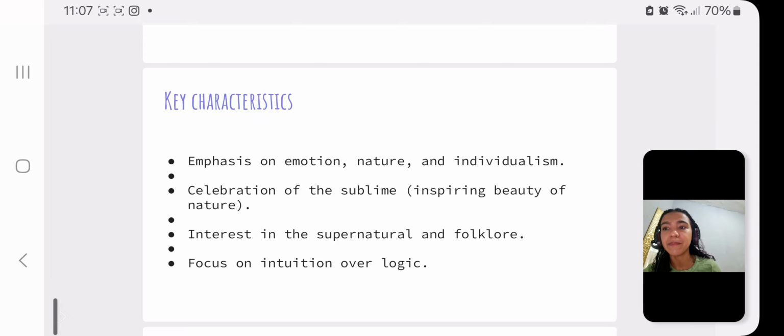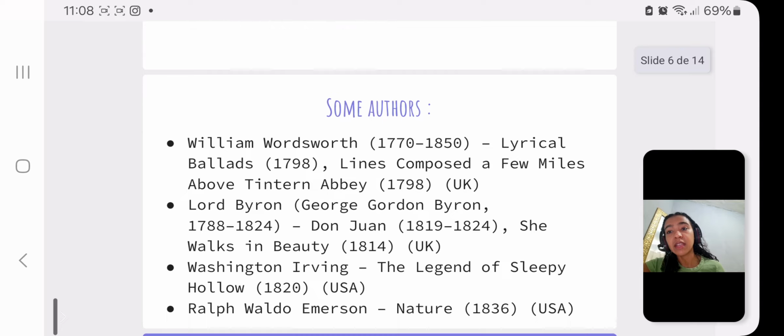Characteristics of Romanticism: emphasis on emotion, nature, and individualism, celebration of the sublime, inspiring beauty of nature, because nature was very important once they were dissatisfied with industrialization. Interest in the supernatural and folklore. Focus on intuition over logic. Okay, these are the characteristics.